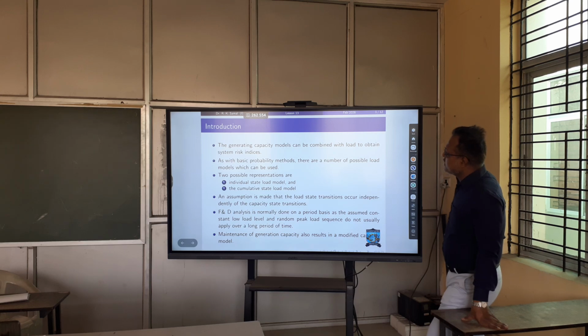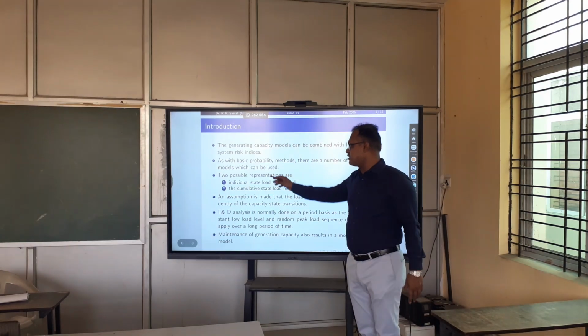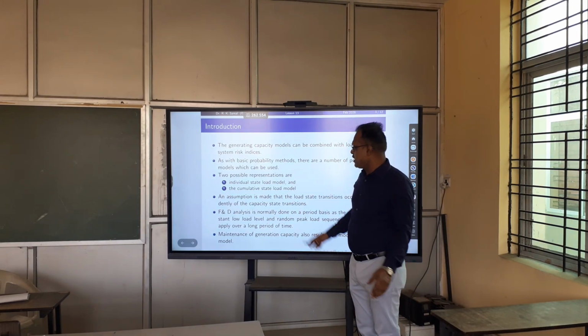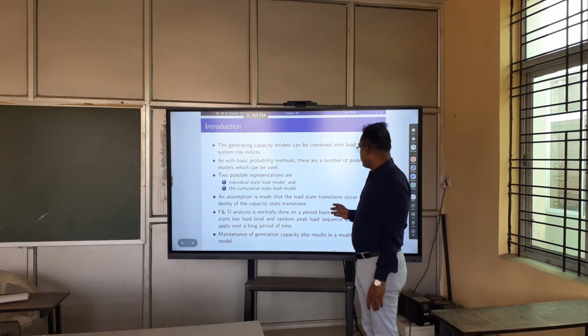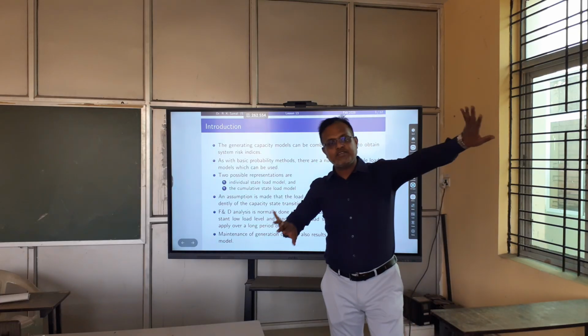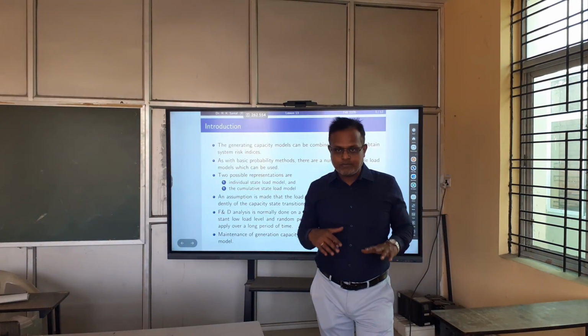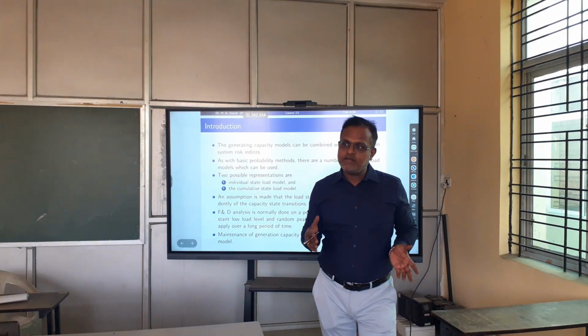As a basic probability method, there are a number of possible load models. So what are the load models? One is the cumulative load model or load duration approach. The other one is the individual peak load model. And the assumption is made that load state transition occurs independently of capacity state transition. We are considering load and capacity completely separately, so that we can combine them with normal independent event criteria.